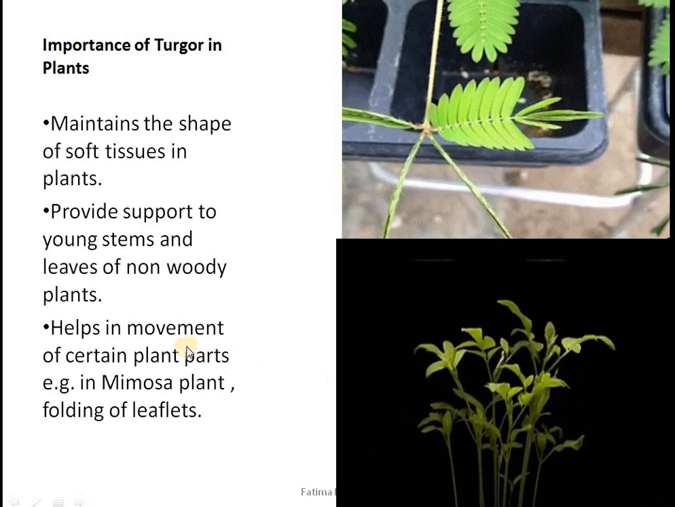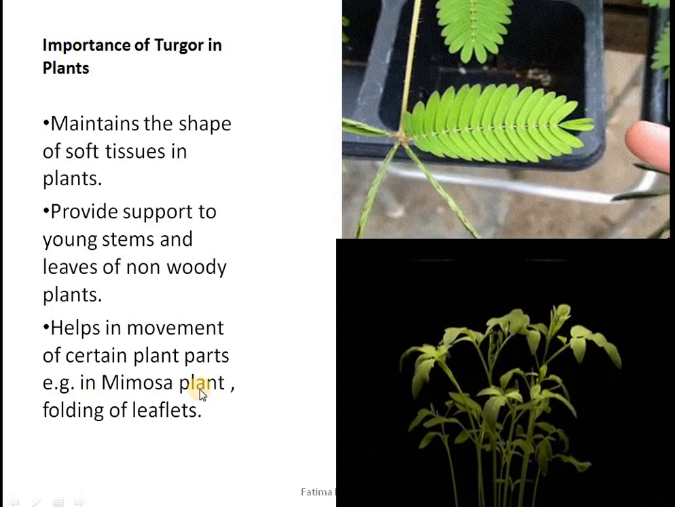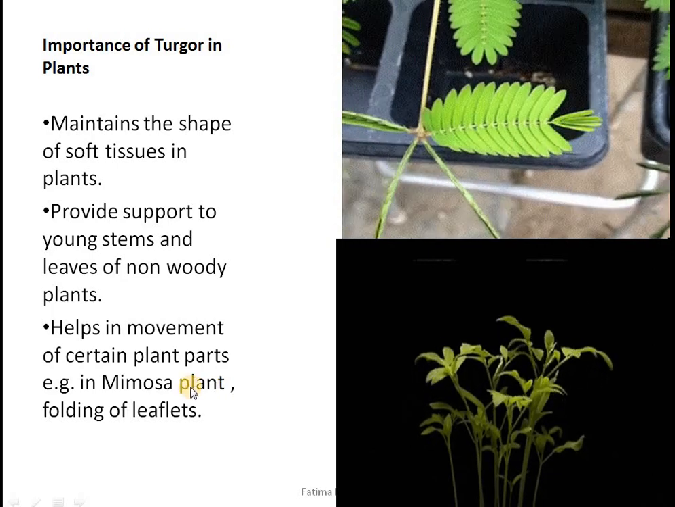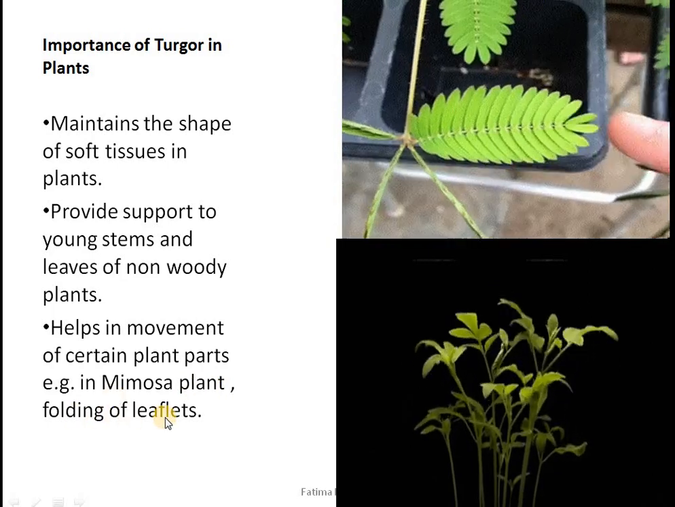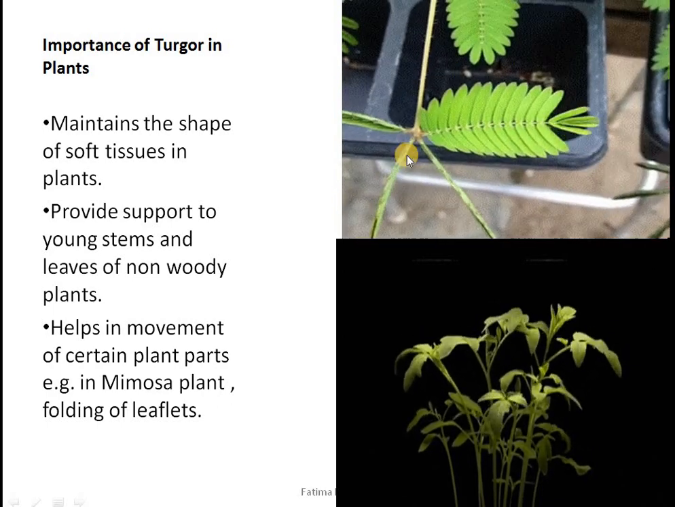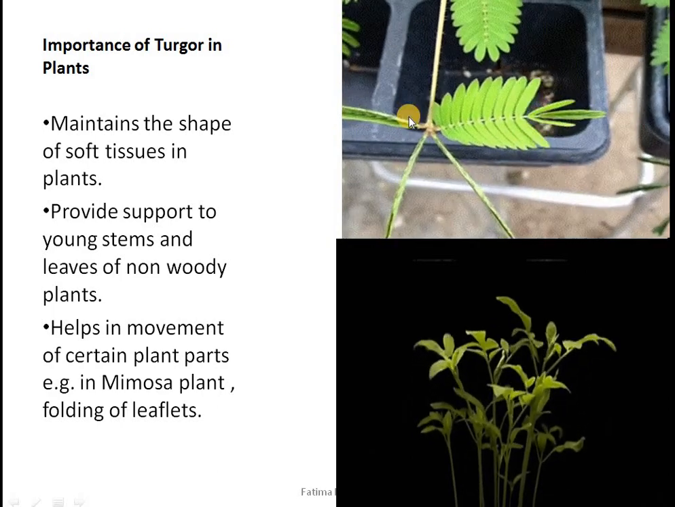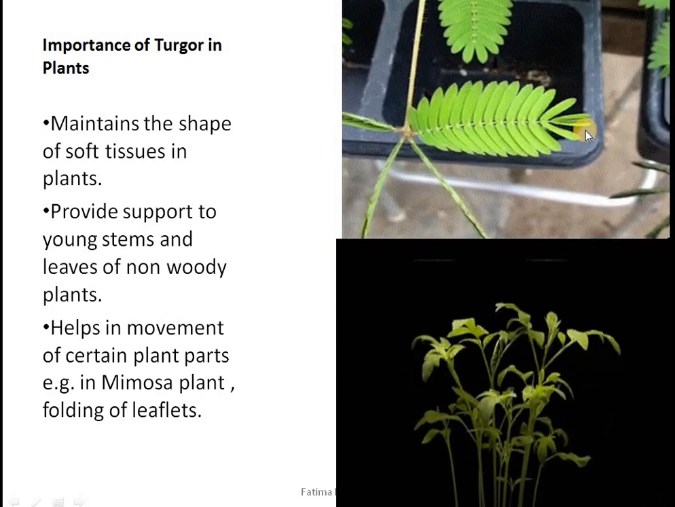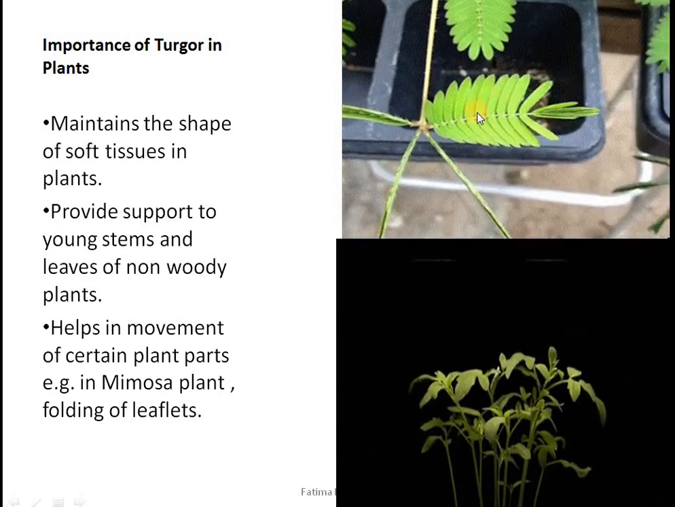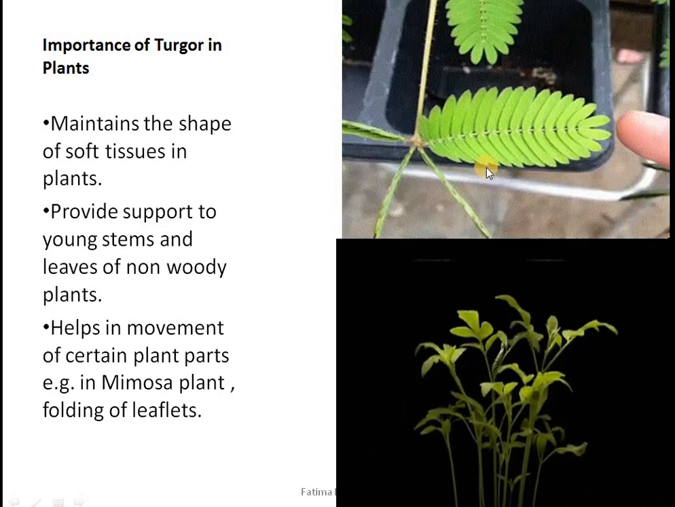They also help in the movement of certain plant parts. For example, the mimosa plant, also called the touch-me-not plant. Folding of leaflets is done because of changes in turgor pressure. If you see in this diagram, this plant is called the mimosa plant or touch-me-not plant. Whenever it is touched, the turgor is changed or lost by the leaflet, and the leaflet folds itself.